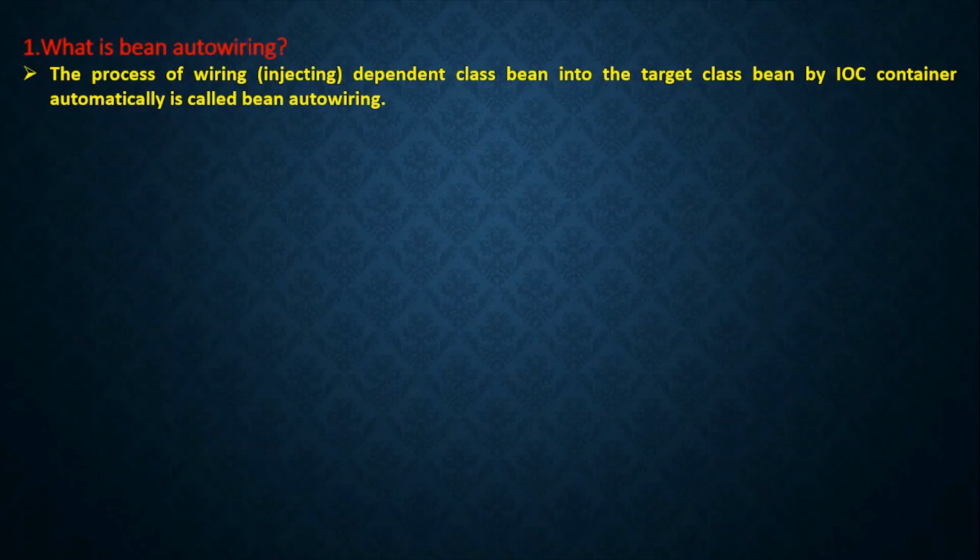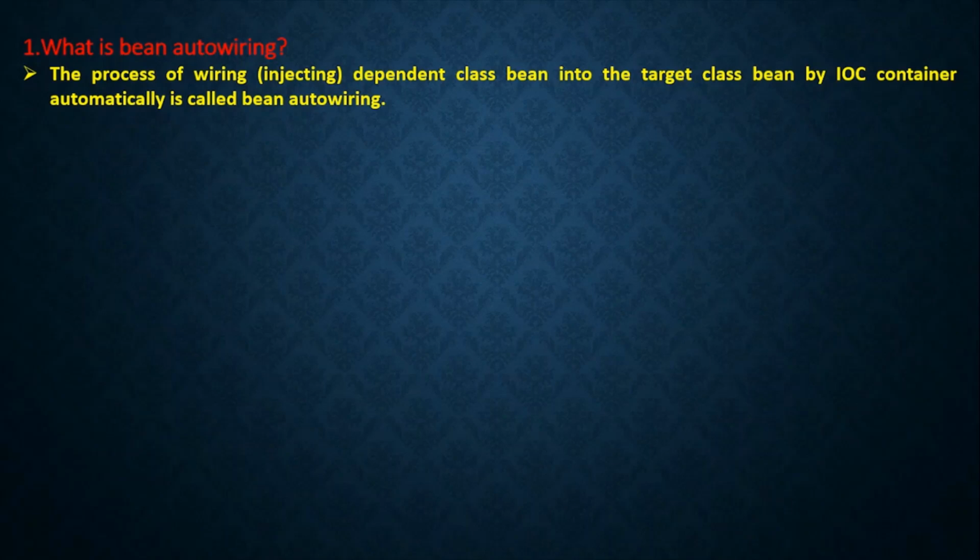The IOC container will automatically detect what needs to be done next. How the beans we configured in the application context.xml file should be injected is the job of the IOC container. Wiring means injecting. Before, we were configuring the beans and the IOC container was injecting them. But now we will provide only the bean definition.